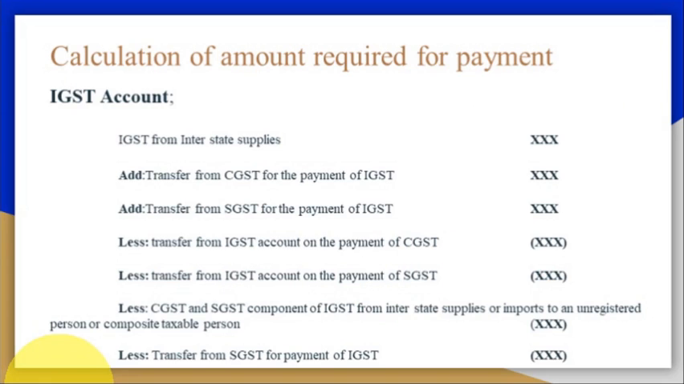And calculation of the amount required for the IGST account. So IGST collected from the interstate suppliers, and transfer from CGST for the payment of IGST, we will have to add. Also SGST for the payment of IGST, and less IGST account to the payment of CGST and SGST. Also less the components of SGST from interstate suppliers or imports to unregistered person or composite taxable person, and less transfer from SGST for the payment of IGST.